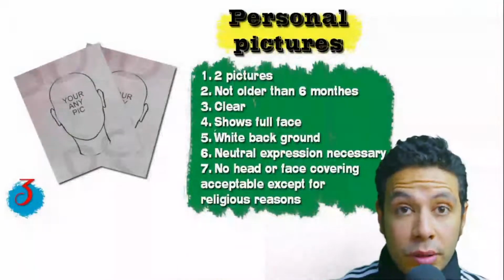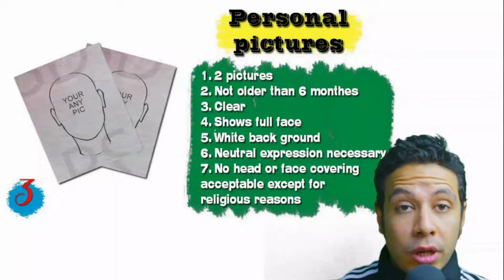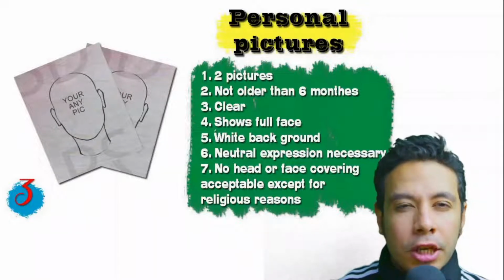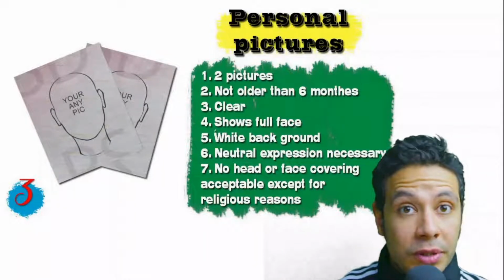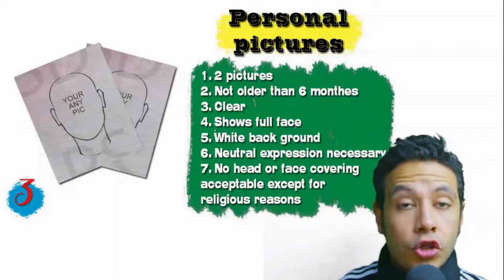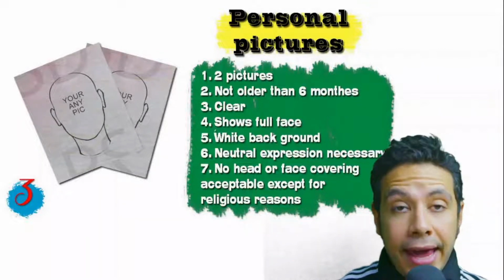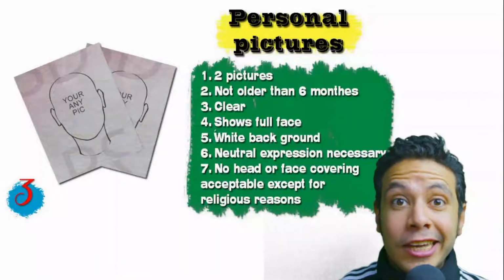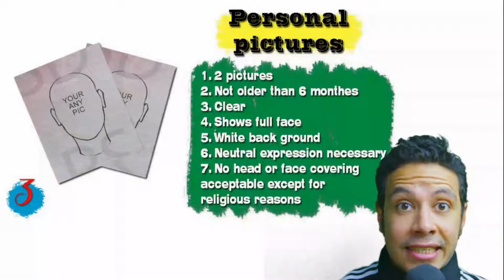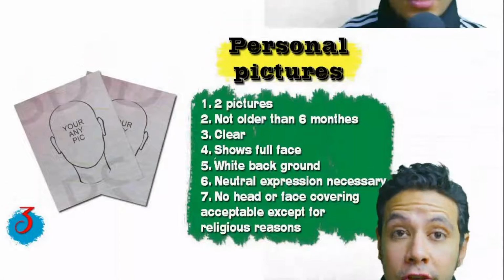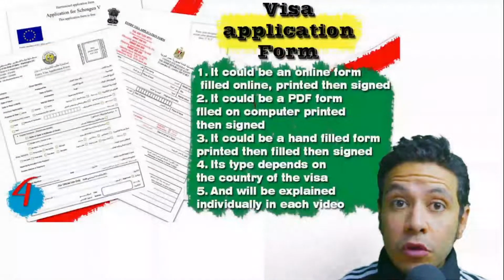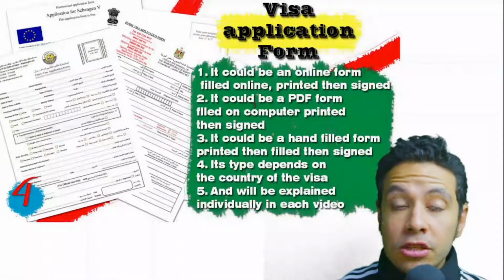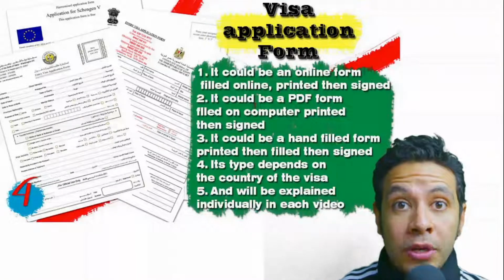Speaking about the personal pictures, you will need at least 2 personal pictures. Sometimes only 1 is needed, other times 3 pictures are needed, but in general, they are only 2. They must be new, not older than 6 months. They should be clear and show your full face, and it is preferred to have a white background. You should give normal and neutral expressions. No head or face covering is acceptable except for religious reasons. Speaking about the visa application form, in general cases you need only 1 copy of the visa application form, but sometimes you might be required to submit 2 copies or even 3.